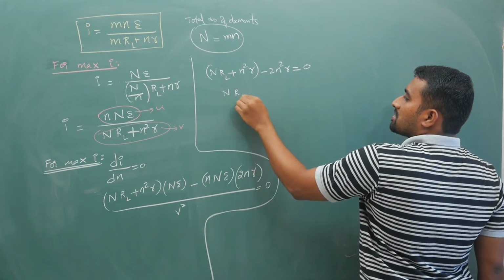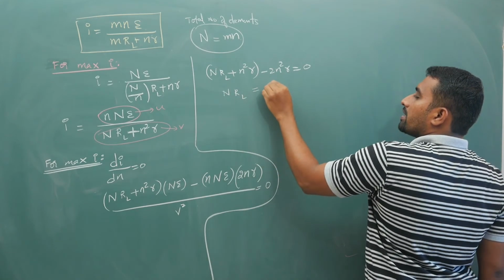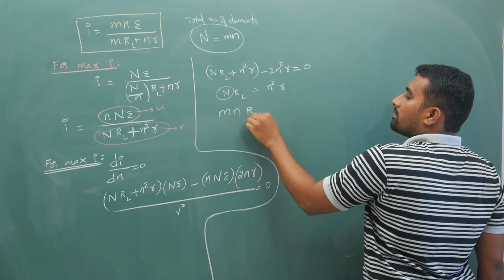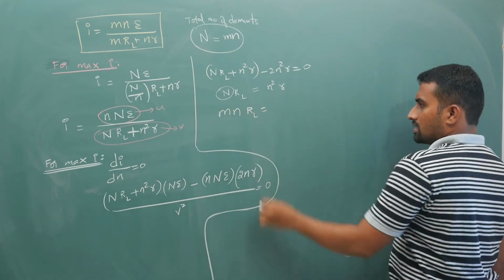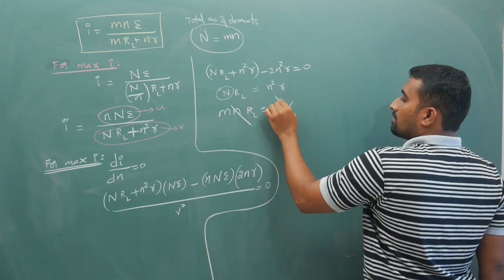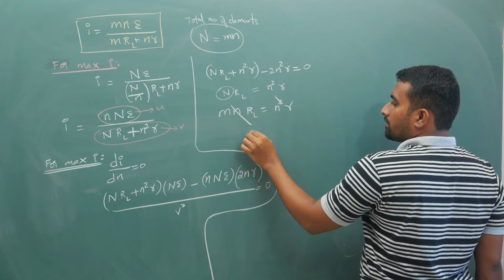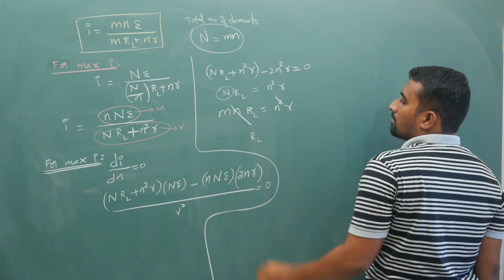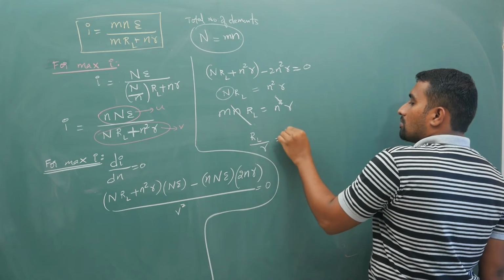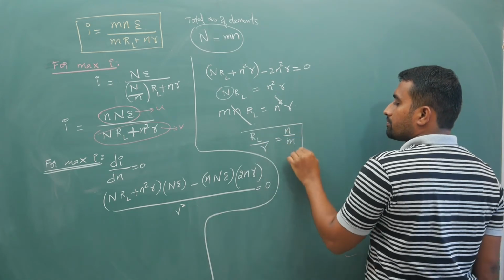So n times R load is equal to n square into R. What does capital N mean? M into n. So m times n into R load is equal to n square into R. So n will go off, and you are going to get R load by small r is equal to n by m.